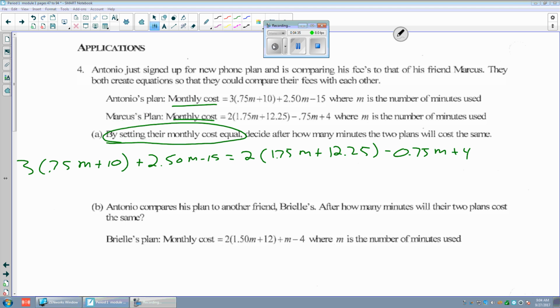Why are we solving for m? Because it says, when will they cost the same? That's why we set them equal to each other, so that we know when they will cost the same.